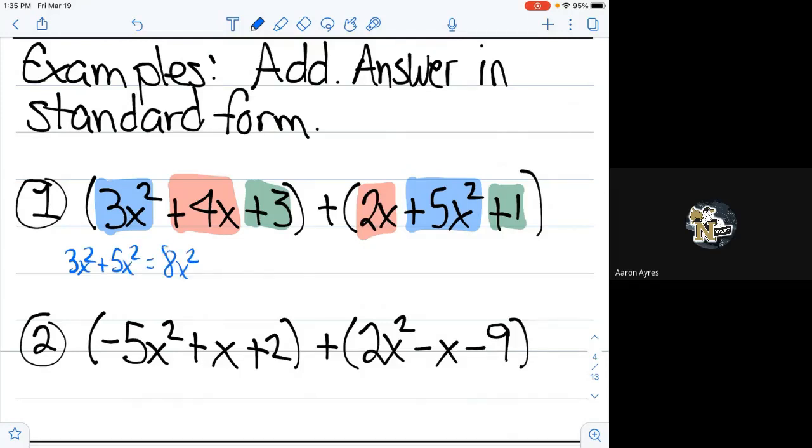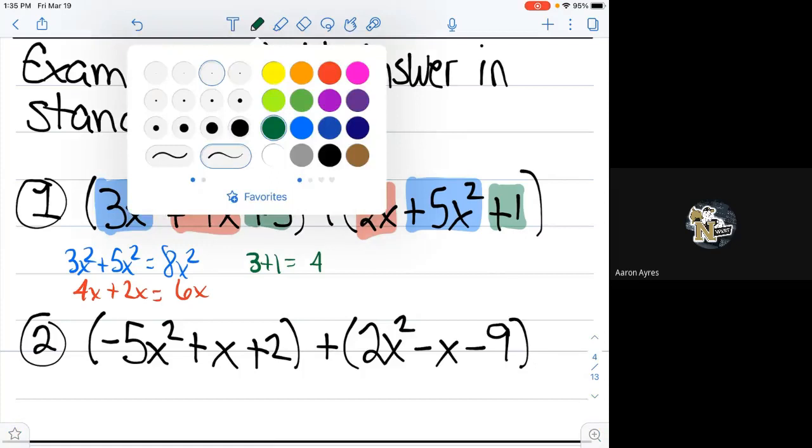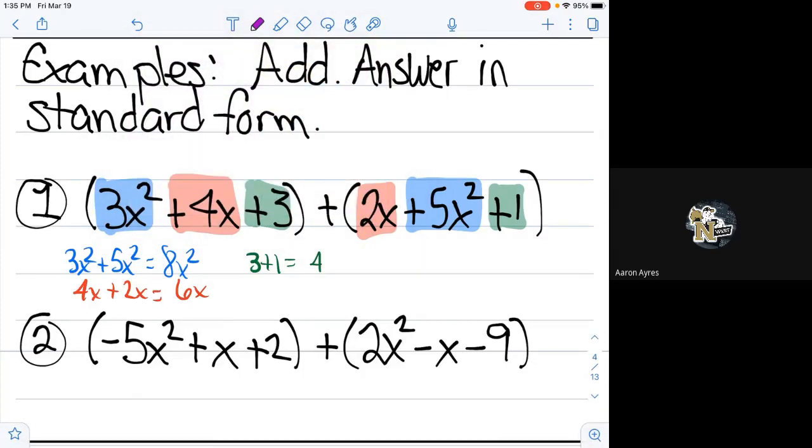8x squared. Yep. 4x plus 2x, 6x. 3 plus 1. Guess what? When you write the sum in standard form, the sum is 8x squared plus 6x plus 4. That is the final answer. We're finished.